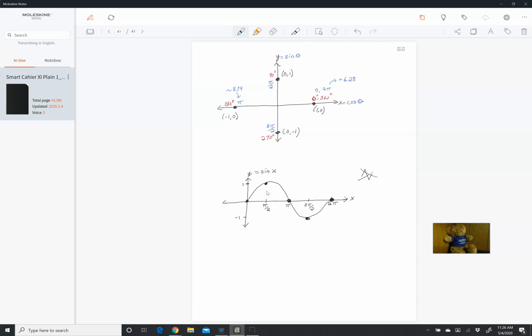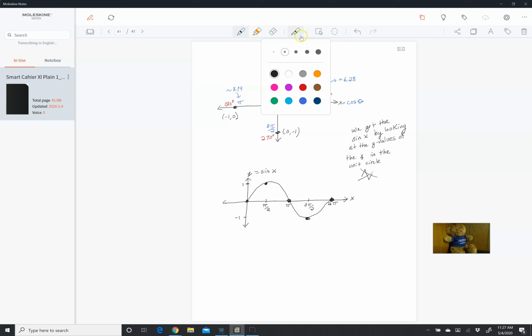Okay. So we get the sine by looking at the y values of the angle in the unit circle. Okay, we're going to get the cosine the same way, except we're going to look at the x values.